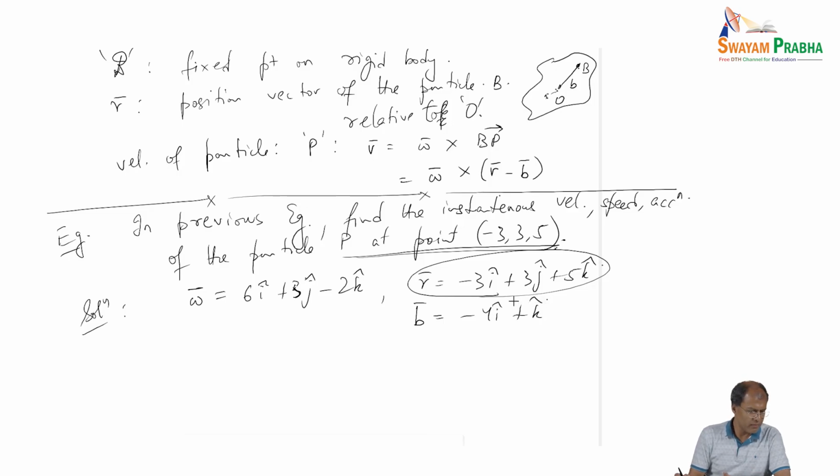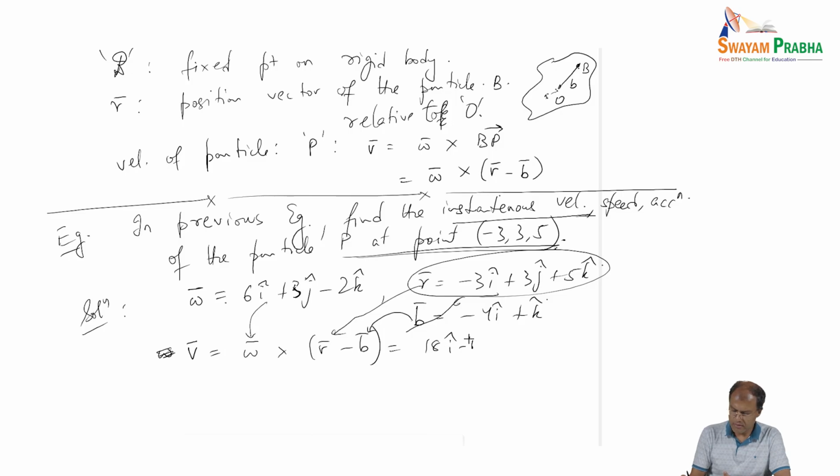These were the information given, and of course we want to find the angular velocity and the instantaneous velocity. The instantaneous velocity is the translational velocity we want to find, which is v given by omega cross (r minus b). So we plug in all these values and take the cross product, and we find that the solution is as follows: 26j plus 15k.